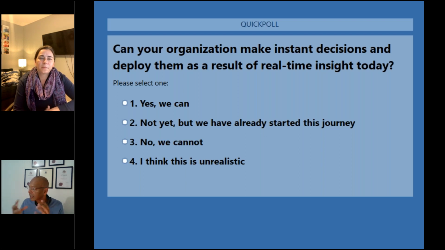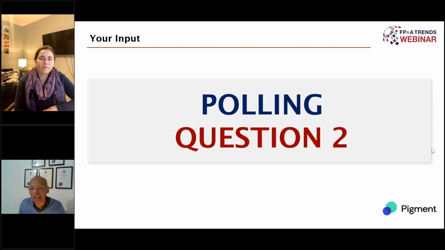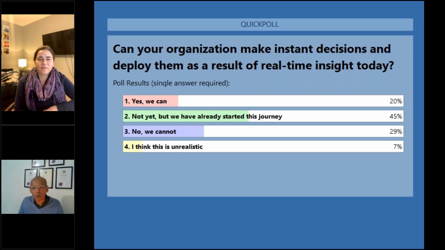So can you make instant decisions and deploy them as a result of real-time insight today? Yes, we can, first. Second, not yet, but we are working on it. Third one, no, we cannot, and there's not much plan to work on it. And the fourth one is, it's just not realistic for us to do that. If you can please vote, I'll give you a couple more seconds, and I am now going to close the poll. Thank you for voting, and I'm going to share it with our audience.